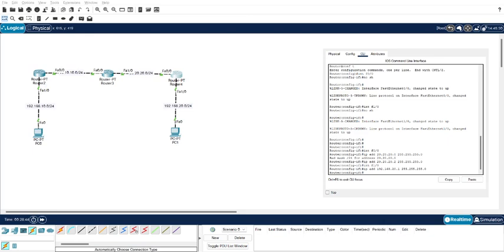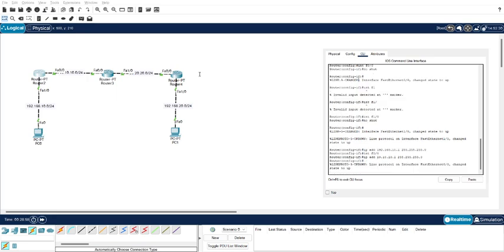Okay, now we're going to do the routing process. For the routing process, it has to be like this. Now we are on router number two. For the routing process, this router is going to route to this and to this.